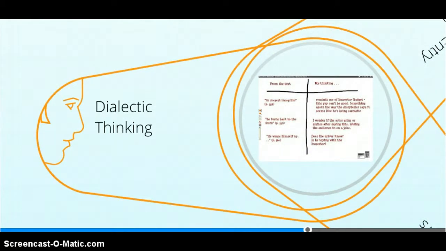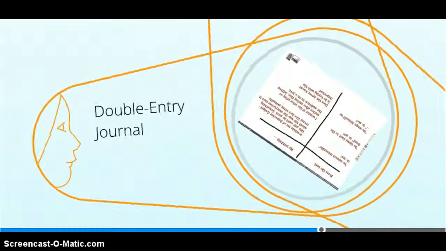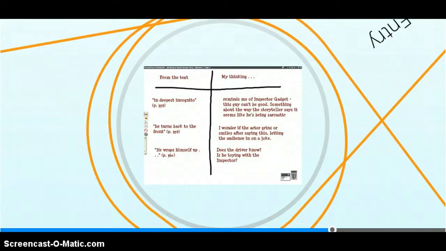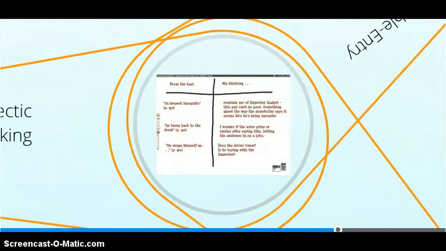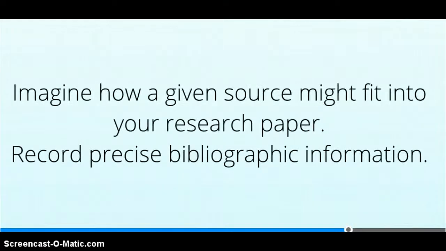Try coming up with a dialectic or double entry journal. Also try experimenting with different font styles and colors to make your notes easier for you to review. Here's an example of the double entry journal, where you put information from the text, close reading, in one column, and your reactions or critical thinking in the other column. Also consider how you might use a source to fit into your research paper, and always be sure to record precise bibliographic information.